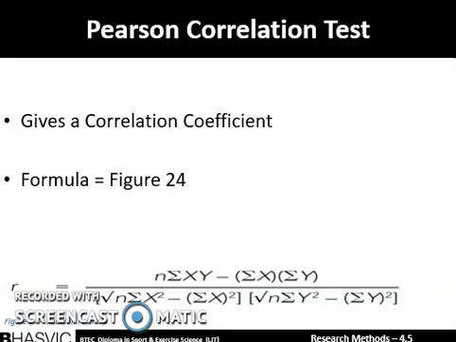The formula for this test is shown in figure 24 and means that the r value, the correlation coefficient, is equal to the number of participants multiplied by the sum of scores for the x and y values when they have been multiplied together, take away the sum of all the x values and the sum of all the y values multiplied together. This is then divided by the square root of the number of participants multiplied by the sum of all the x squared values, take away the sum of the x values squared, and this is then multiplied by the same stages but for the y value.